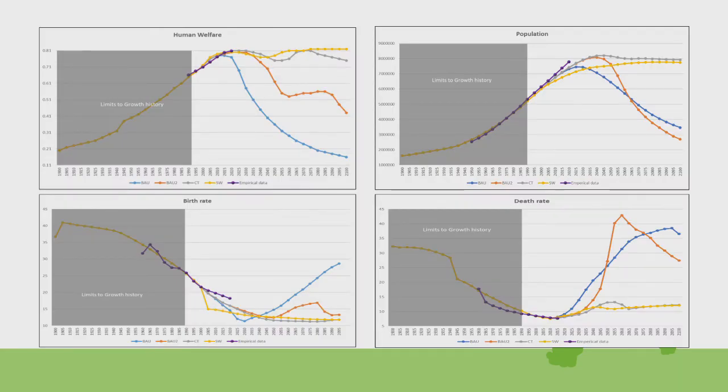Here are 4 graphs with detailed data. The actual data from 2022. Human welfare, population, births and deaths. The 50-year real data is in black. If you look closely, you can see human welfare, the black, is starting to level off.